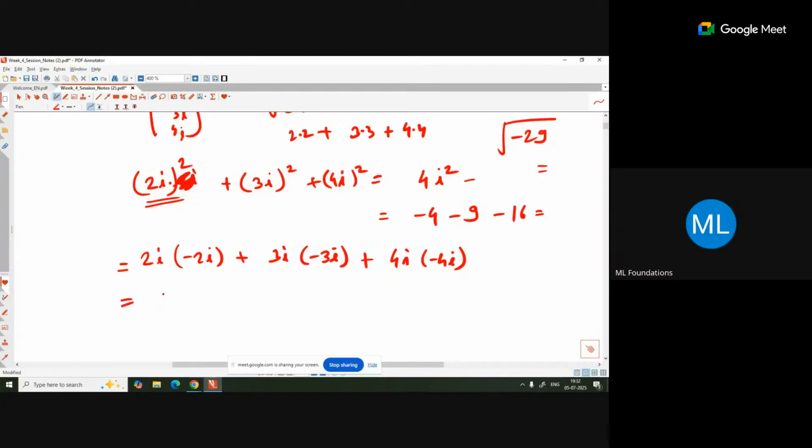So this will become 4, then 9, and then 16, and then this will become root of 29. I hope you understand that part.